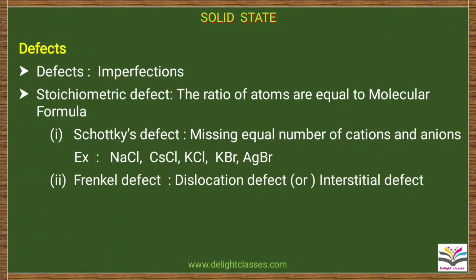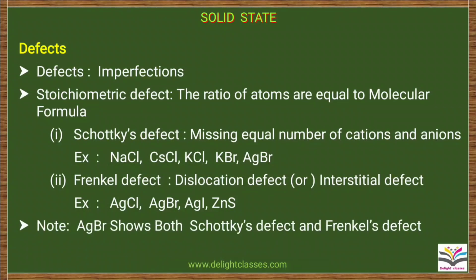Frenkel defects, also called dislocation defect or interstitial defect. Examples: silver chloride, silver bromide, silver iodide and zinc sulfide. Note: silver bromide shows both Schottky defect and Frenkel defect.